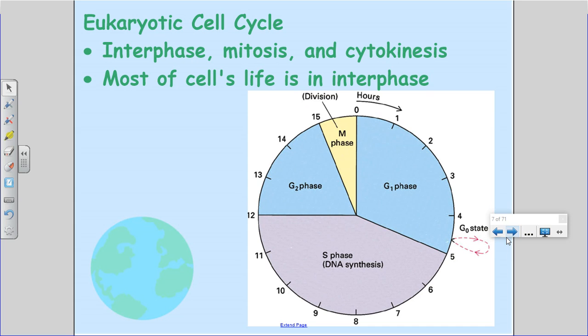Okay, now everything else we talk about is only going to relate to eukaryotes. And when we talk about eukaryotes here, we're talking about plants, animals, fungus, and all types of protists. The cell cycle consists of three parts: interphase, mitosis, and cytokinesis. If you look at this picture right here, if a certain cell's life is 16 hours, well, most of it, a full 15 hours, would be in interphase. Mitosis is just a short little piece whenever the cell is going to divide in half to make two new identical cells.